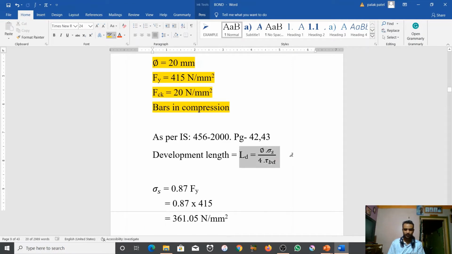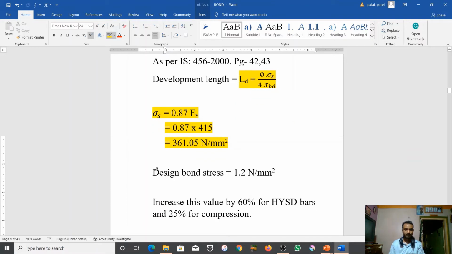We have the equation for the development length: Ld equals phi times sigma s upon 4 times tau bd. We have to find sigma s and tau bd. Phi is 20 mm. Sigma s is equal to 0.87 times fy; we discussed this equation earlier. So 0.87 times 415, where fy is 415, the grade of steel. By this equation we get a value of 361.05 Newton per mm square.